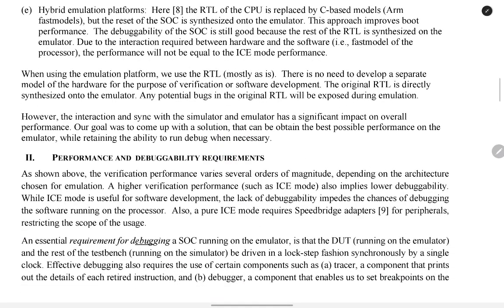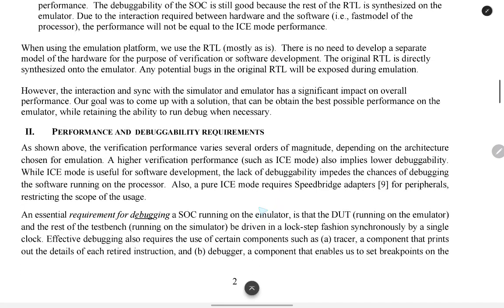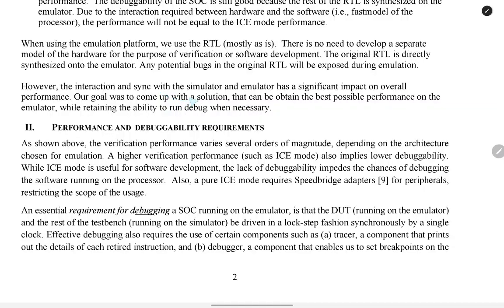When using the emulation platform, we use the RTL mostly as is. There is no need to develop a separate model of the hardware for the purpose of verification of the software development. The original RTL is directly synthesized onto the emulator. Any potential bugs in the original RTL will be exposed during emulation. However, the interaction and sync between the simulator and emulator has a significant impact on the overall performance. Our goal was to come up with a solution that can obtain the best possible performance on the emulator, while retaining the ability to run debug when necessary.